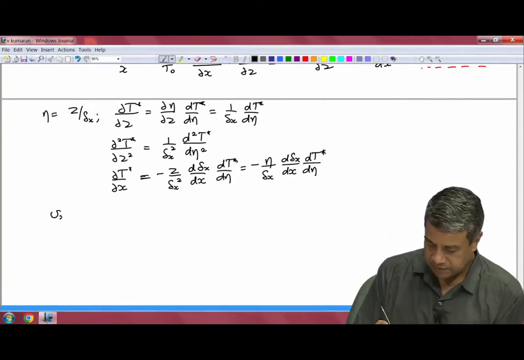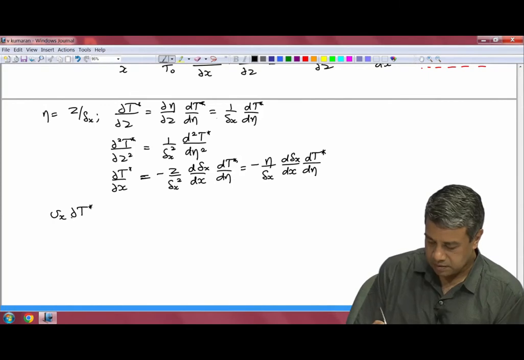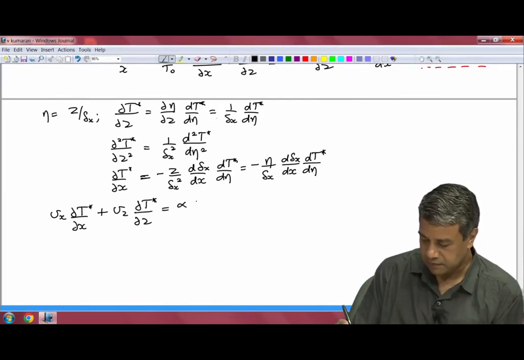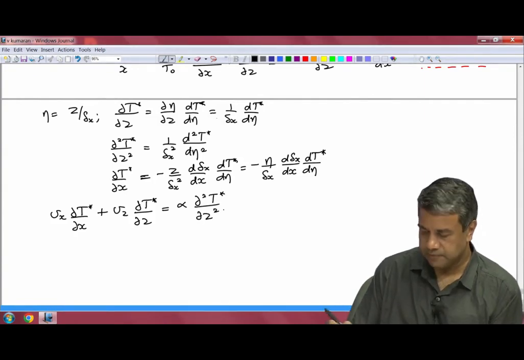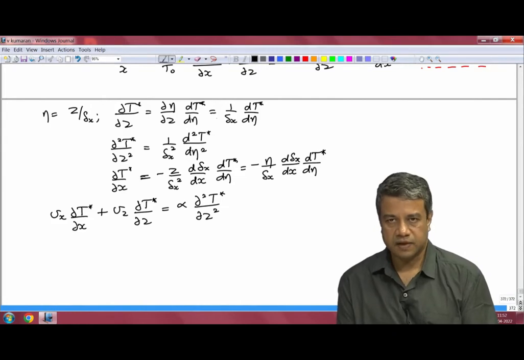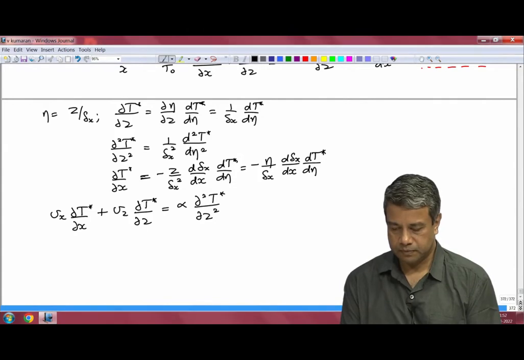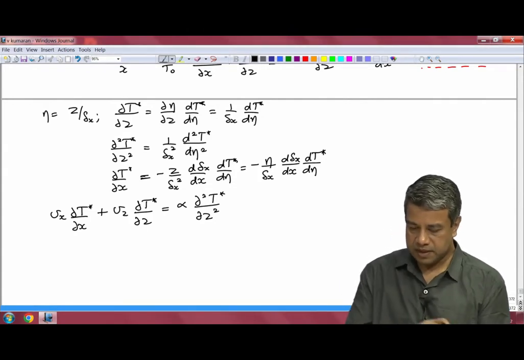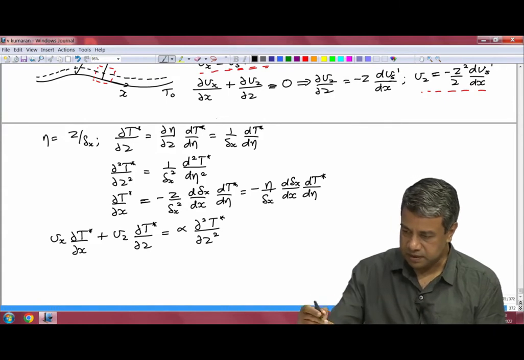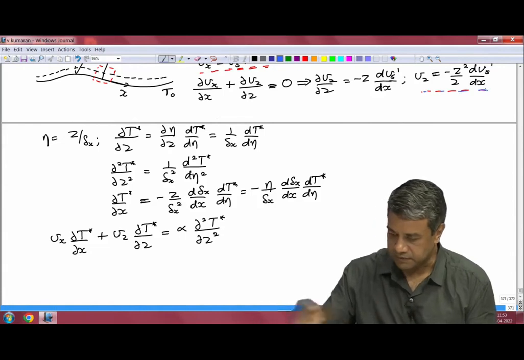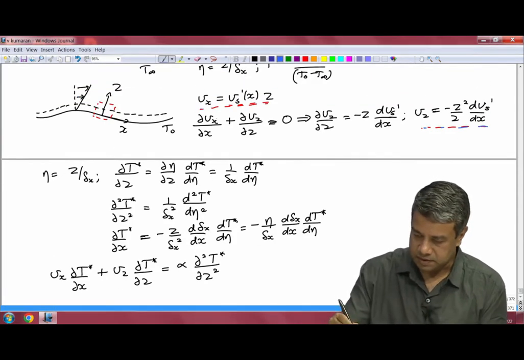Vx partial t by partial x plus Vz partial t by partial z is equal to alpha times partial square t by partial z square. A balance between convection and cross stream diffusion in the boundary layer. And I substitute my expressions for Vx and the derivatives. So, this is the expression for Vz and this is the expression for Vx.